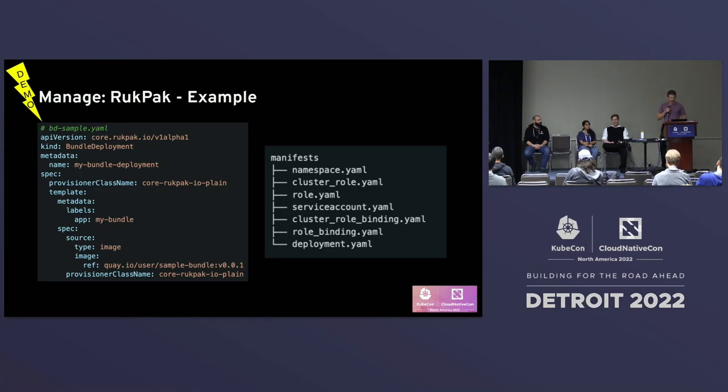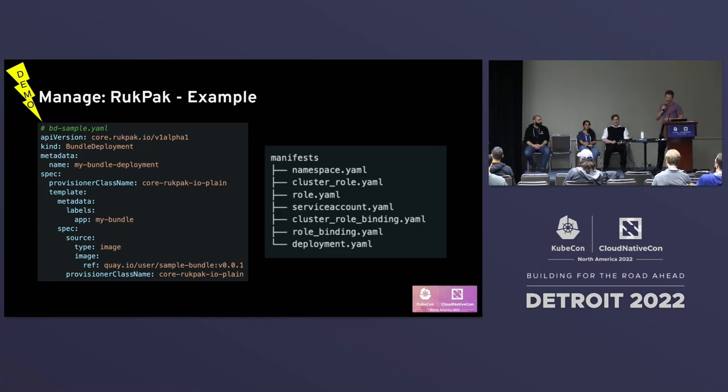And once again, you see the provisioner class name. It's the plain RukPak provisioner. So again, you could use any combination of provisioners to retrieve the stuff off cluster and then deploy it onto the cluster. So it's a very plug and play kind of system, right? Bring your own provisioner.